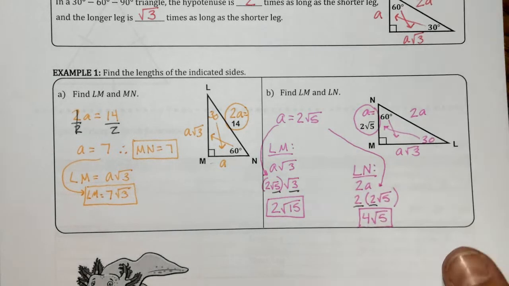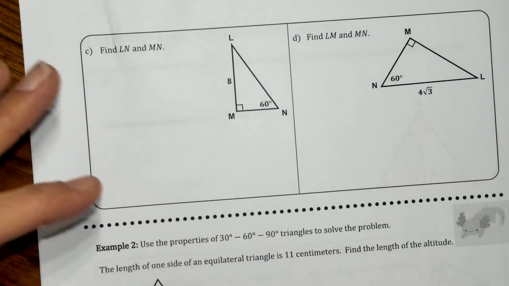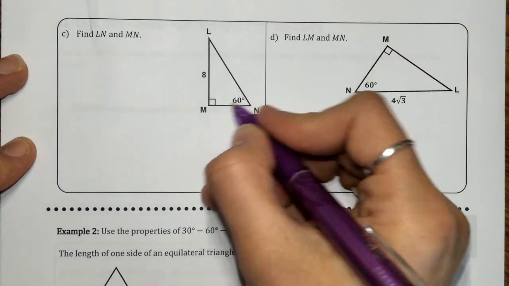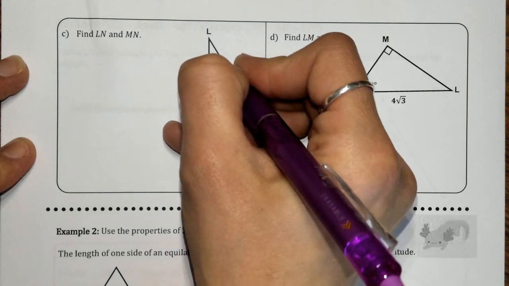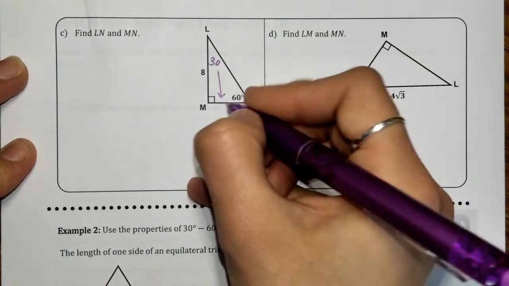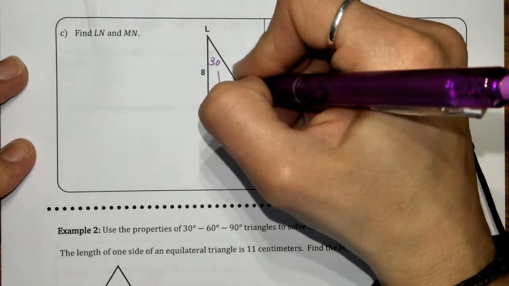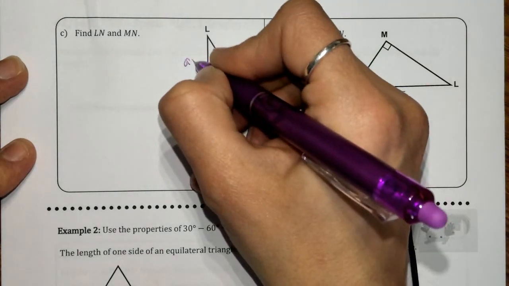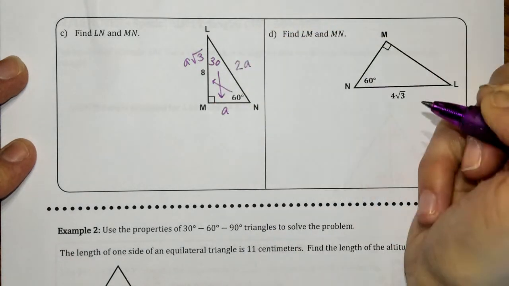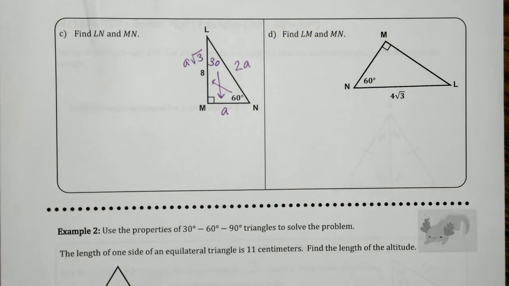All right, let's take a look at a few more problems here. With our next one, let's go ahead and label everything. We have a 90 and 60. Let's go ahead and label in our 30 degree. Across from your 30 degrees is A. Across from your 60 degrees is A square root of 3. And across from your 90 is 2A. And please make sure that you're pausing and writing it, rewinding if you need to hear it again.